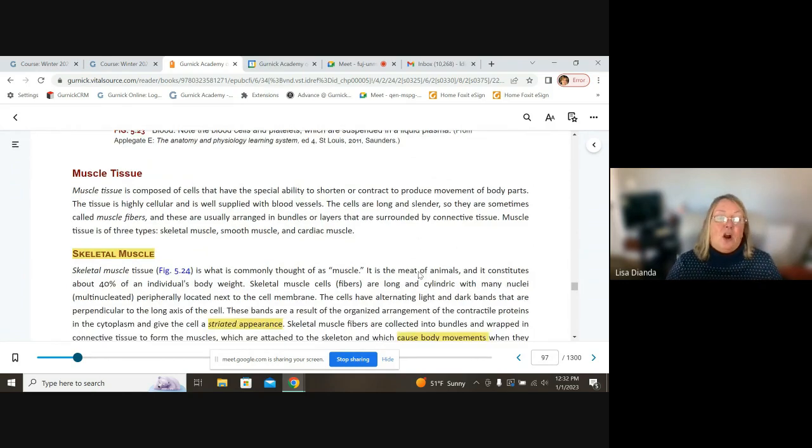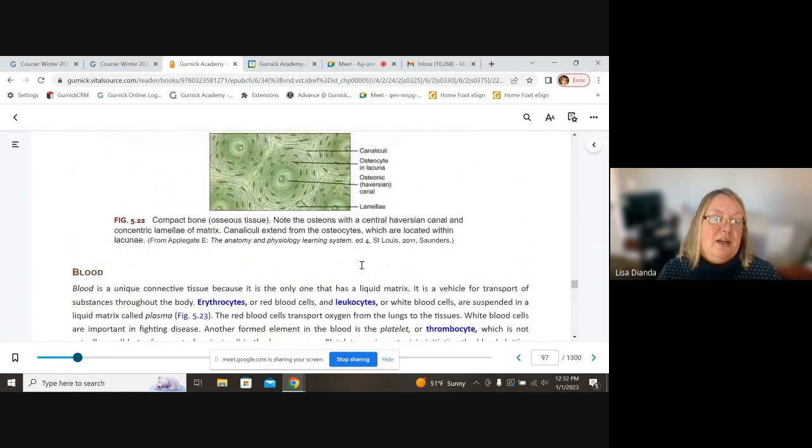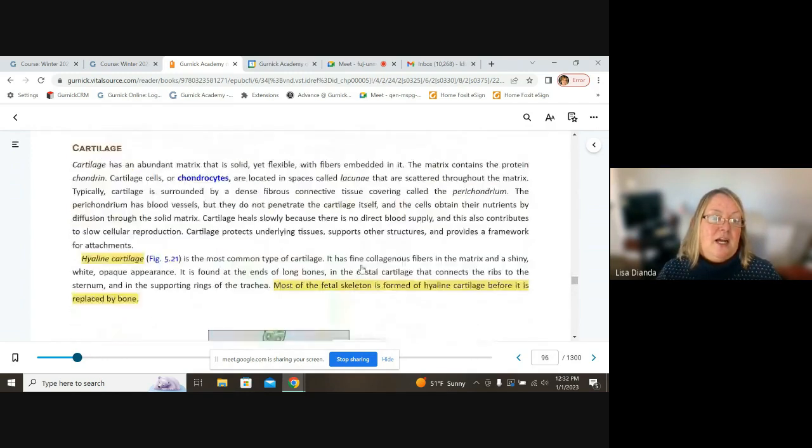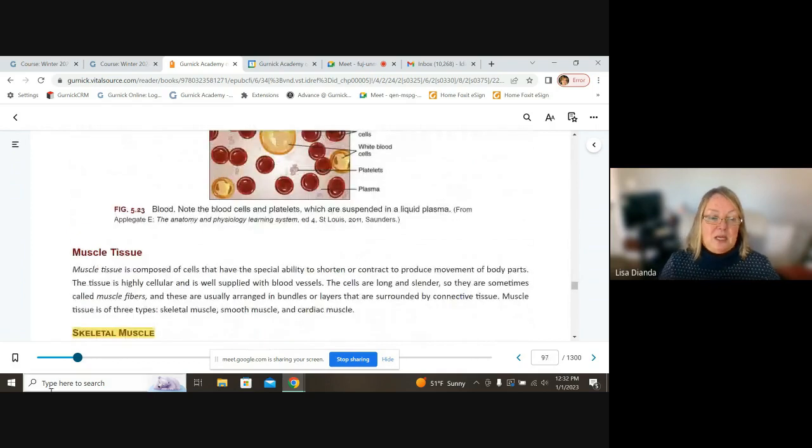Now, there are specific types of muscle tissue, and you do want to learn these. You're going to see my highlighting is occurring again. I don't think I had a whole lot highlighted after hyaline cartilage, but I do start highlighting again when we get to blood. Skeletal muscle tissue.